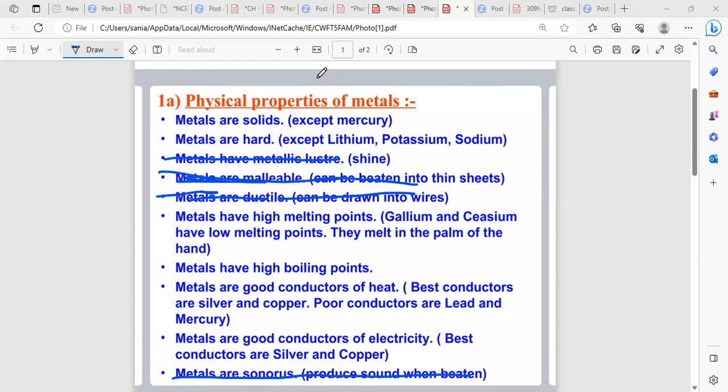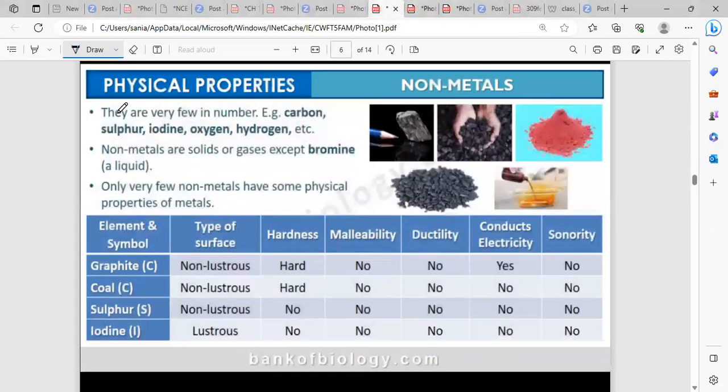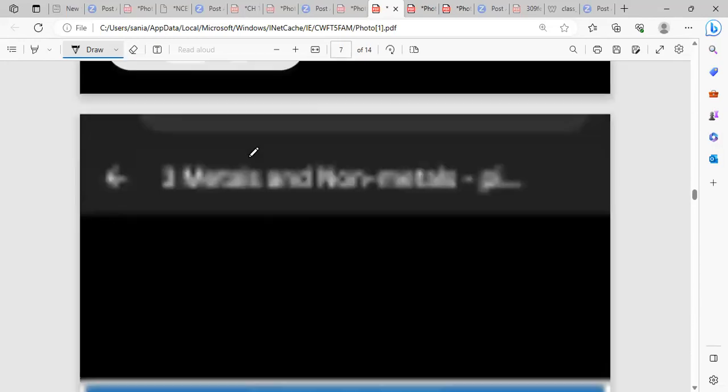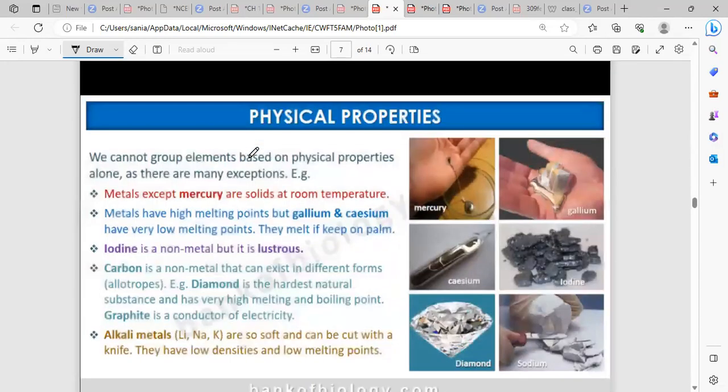Okay. Now coming to the next part, let's start with the non-metals. What are the properties of non-metals? First of all, they are very few in number, for example carbon, sulfur, iodine, oxygen, hydrogen, and so on. Non-metals are solid or gas except bromine, which is a liquid. And remember one thing, only very few non-metals have some physical properties of metals. Clear? So these are basically the physical properties of non-metals.